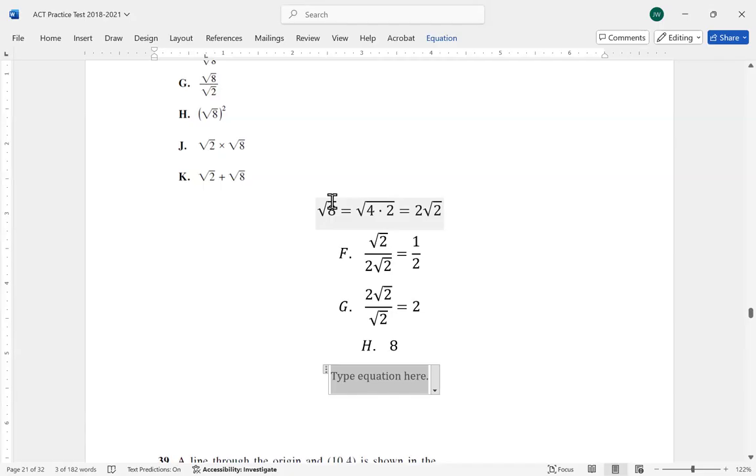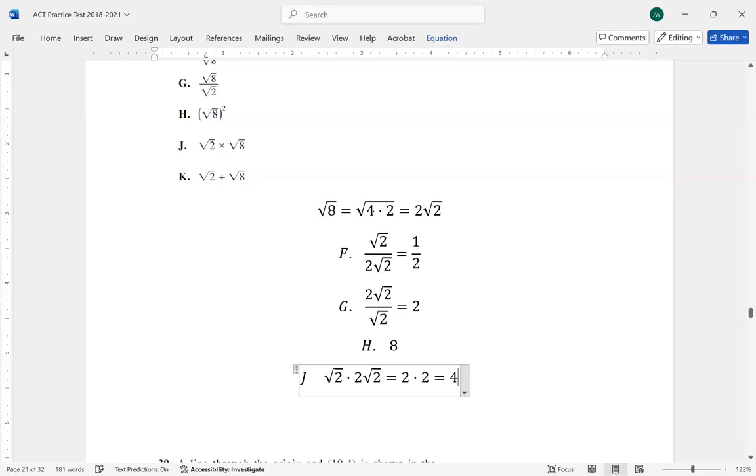Option J is the square root of 2 multiplied times 2 times the square root of 2. By the way, root 2 times root 2 is just 2. So you end up with 2 times 2, which is 4.